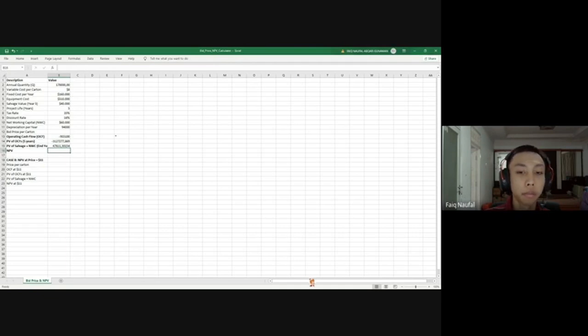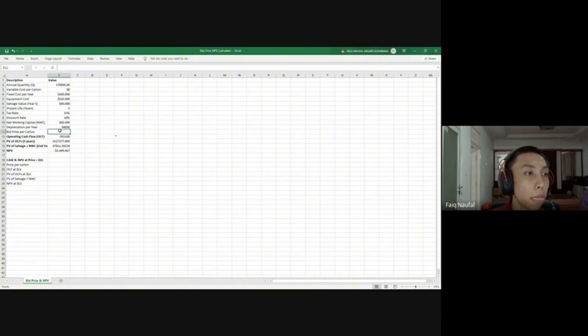And after you did this, you count the NPV, which is minus the equipment cost, minus the net working capital, plus the PV, also added with the PV of salvage. So it's still negative because you haven't actually done anything to it yet.